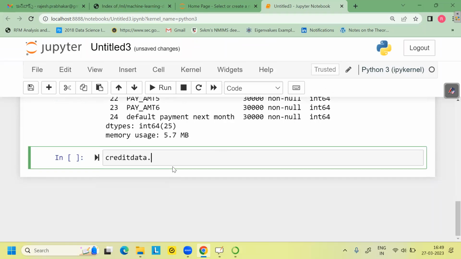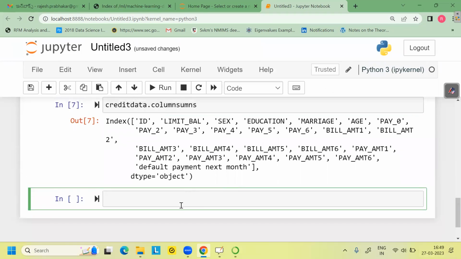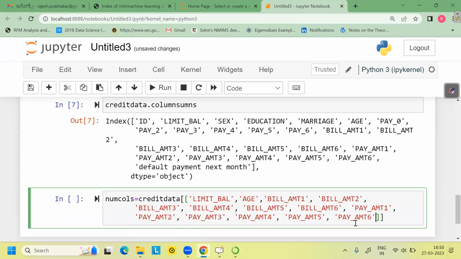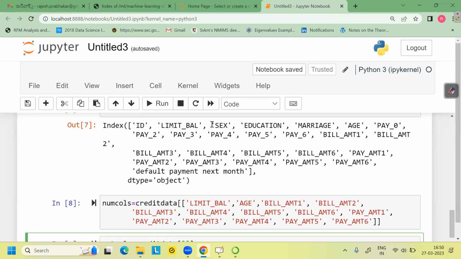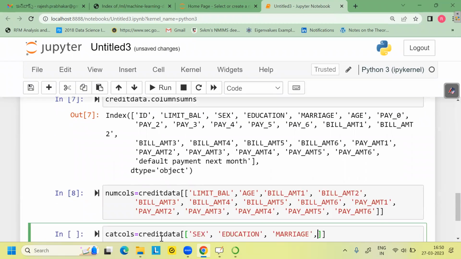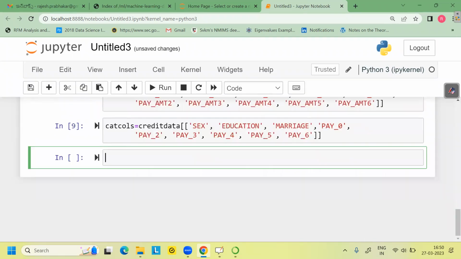credit_data.columns. Now let us separate the columns. num_cols is equal to credit_data double square bracket. Age is numeric. Bill amounts are numeric, right? And pay amounts are all numeric. So bill amounts and payments are all numeric. These are our numeric columns. Then object columns or cat_cols, category columns, is equal to credit_data double square bracket sex, education, marriage, comma, pay_0, pay_2. These are categorical columns.